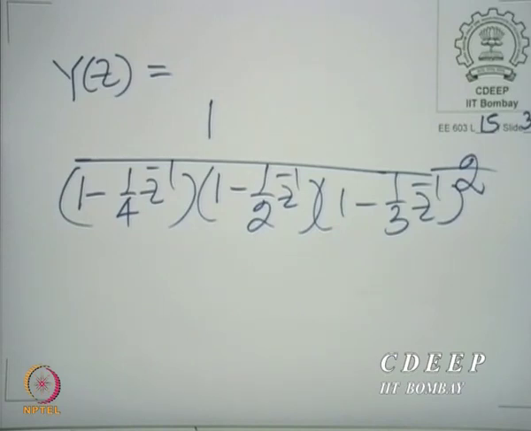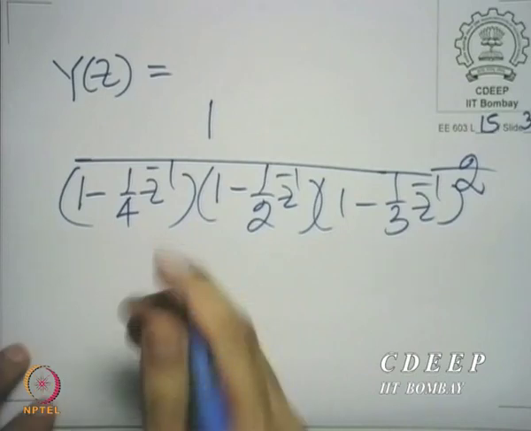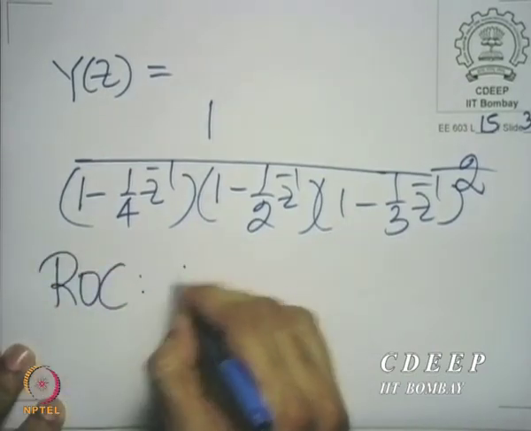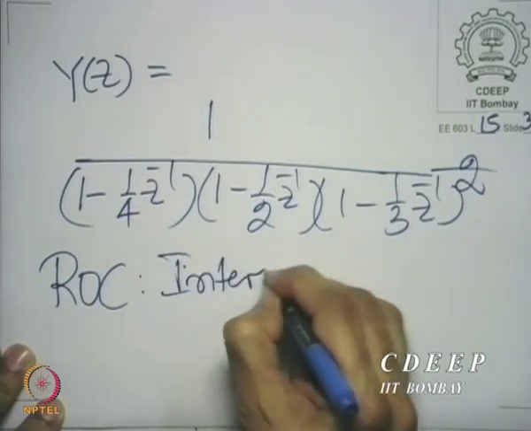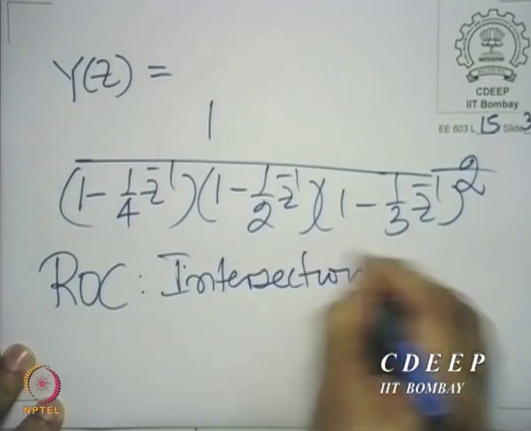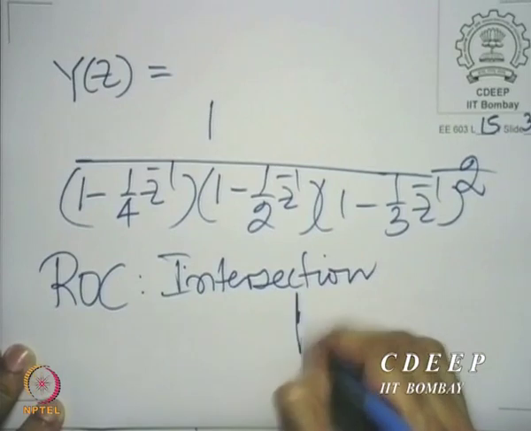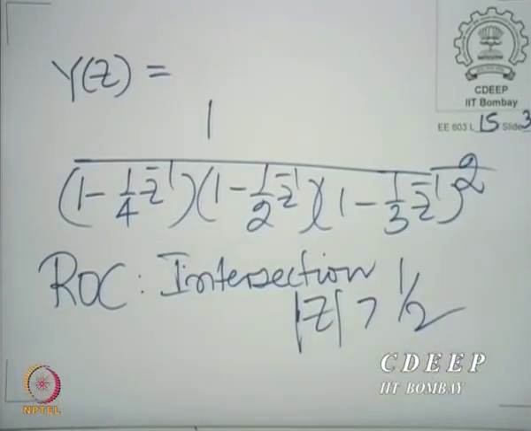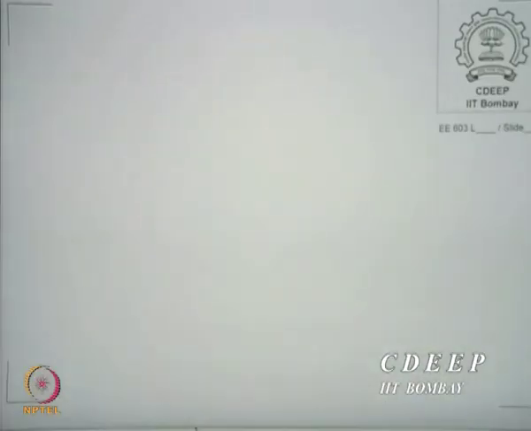Now, of course, you would carry out a partial fraction expansion, but you need to know the region of convergence. The region of convergence here is the intersection. Here we could take it to be the intersection. The intersection, of course, happens to be mod z greater than 1/2. So it is greater than 1/3, greater than 1/4 and greater than 1/2 as well. So, we can invert this, isn't it? That is very easy to do.